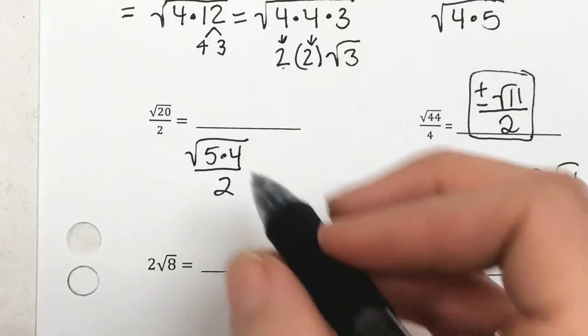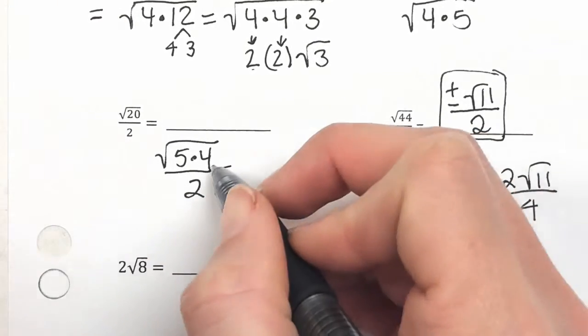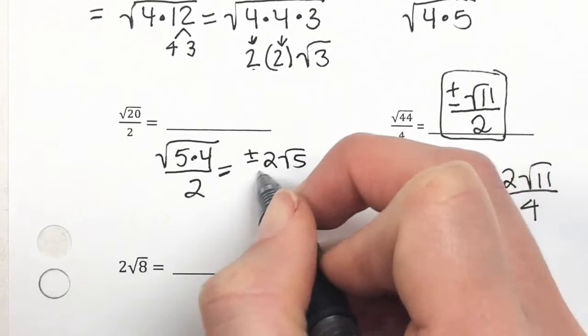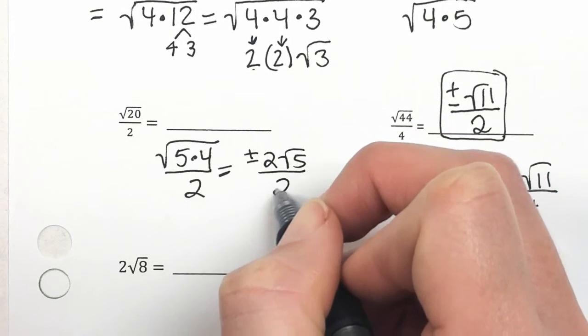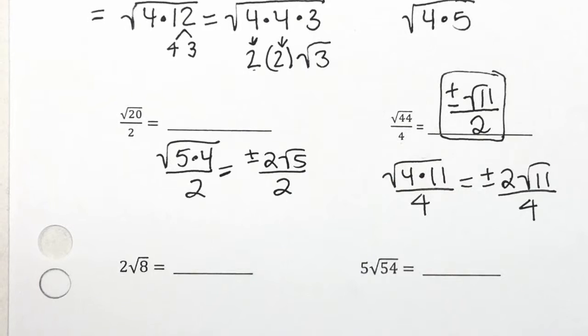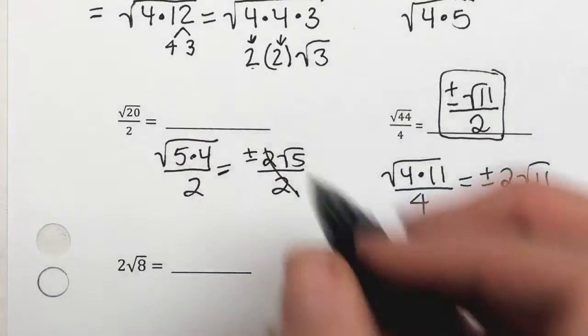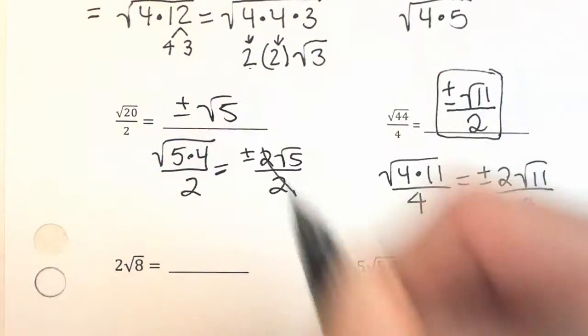Alright, from here, Guy, what can we take out on top? You take out 2. So plus or minus 2, square root of what? 5. Over 2. And now we can simplify this, because 2 divided by 2 is what? 1. Good, so we do have to put it? Plus or minus square root of 5. That's it?